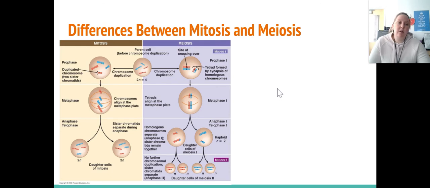Mitosis and meiosis are very similar as they are both cellular divisions. There's also big differences between the two. Mitosis, you can see, only divides once, and it results in diploid cells that are genetically identical to each other, whereas meiosis goes through 2 divisions to create 4 haploid cells that are genetically unique.